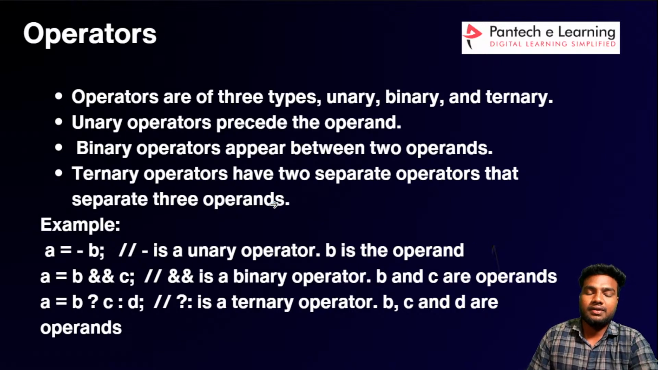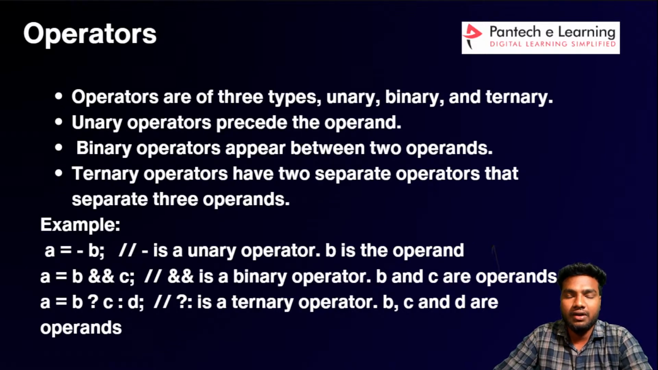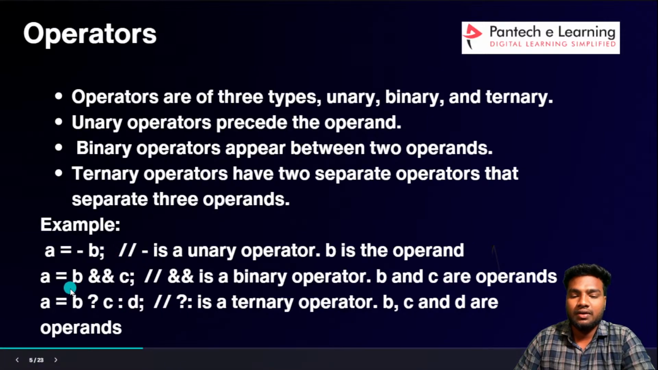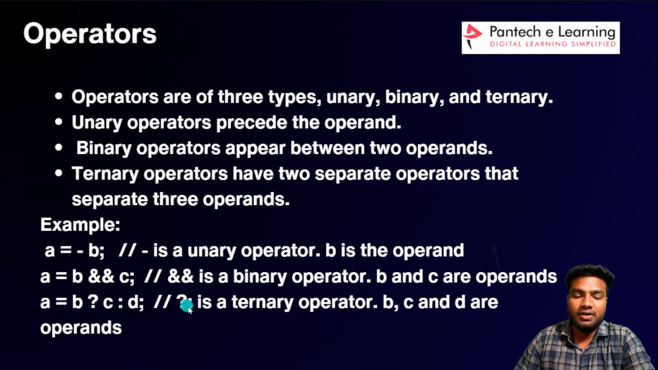So then operators. It has three types of operators: unary operator, binary operator, and ternary operator, like other languages such as C and C++. So it also has those. You can see the unary operator has only this minus symbol. This is an example of a unary operator, and this is an example of the binary operator.